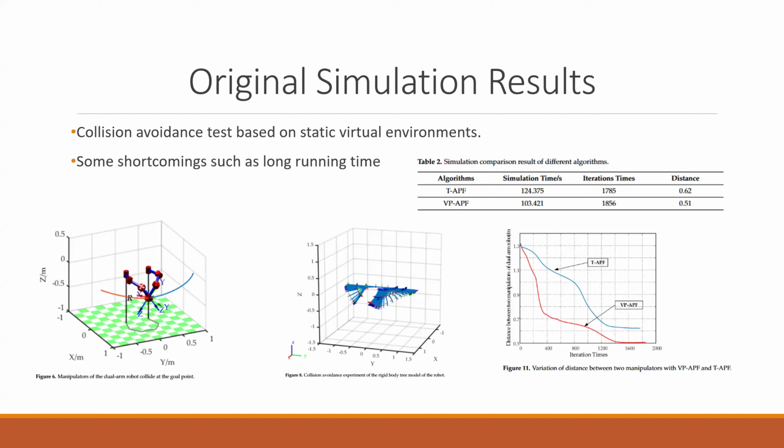The authors tested a 6-degree of freedom robot arm in a static collision avoidance simulation in MATLAB. From the first figure, you can see how a collision between the two arms might look, and the second figure shows all the motions of both arms trying to avoid collision using a rigid body tree model. Lastly, from the comparison graph and the table, we see the relatively fast convergence speed and simulation efficiency of the velocity potential APF.